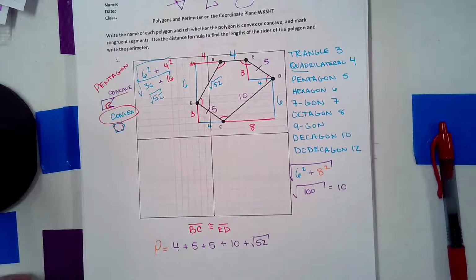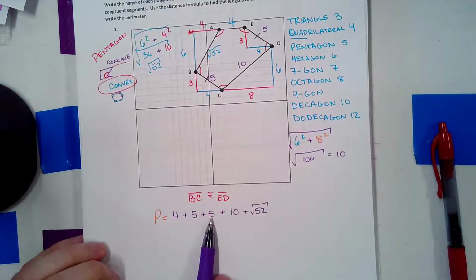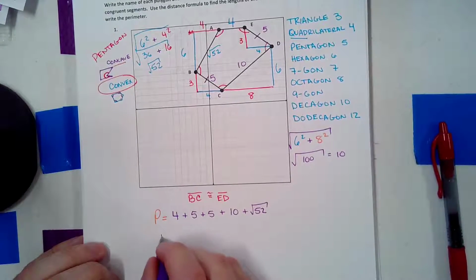All right. So how do we add this up? Well, just like in real life, you just do as much as you can. You can't do more than that, right? Well, I can add 5 and 5 and get 10, and I can add 10 to 10 and get 20, and I can add 20 to 4 and get 24.